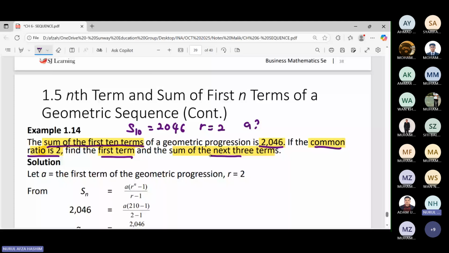What do we mean by next 3 terms? It means that they're asking you T11 plus T12 plus T13. That's the meaning of sum next 3 terms. Because they already give you sum of 10 from number 1 to number 10, that is 2046. Now they're asking you sum of the next 3 terms. So the next 3 terms should be T11, T12, and T13. That is the data that given to you. Then you solve the problem.